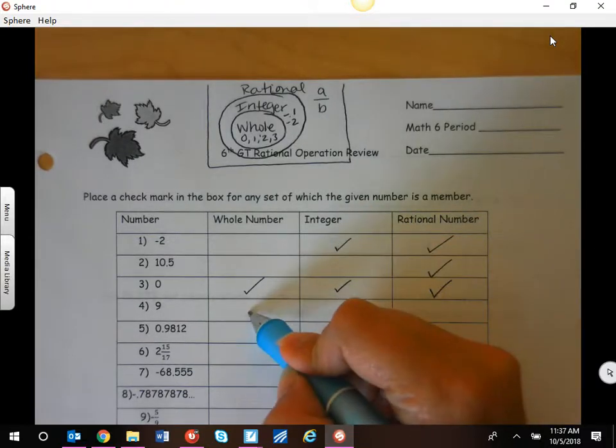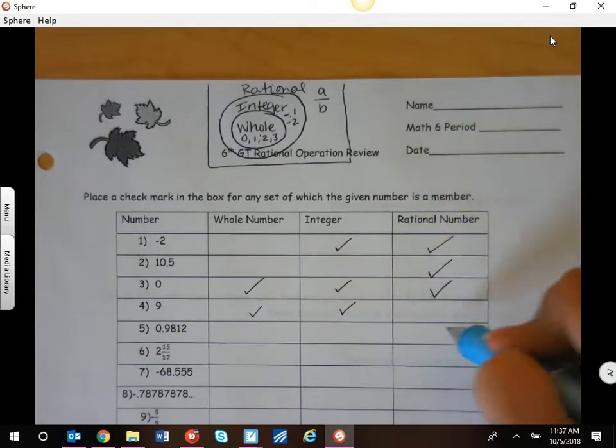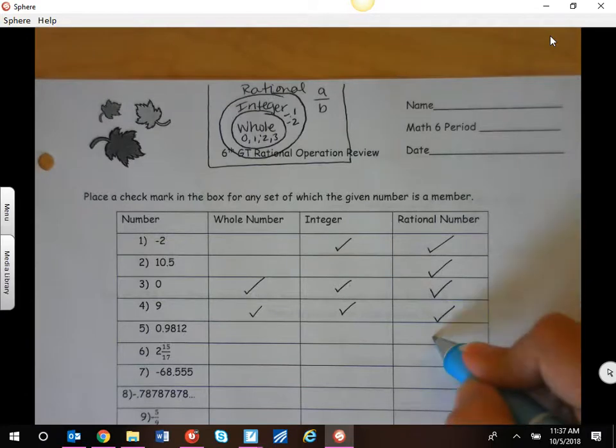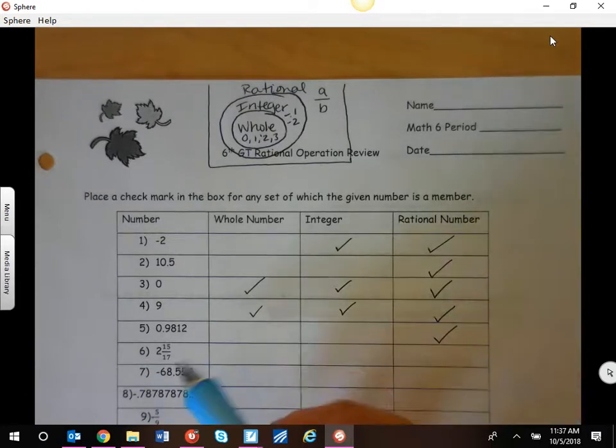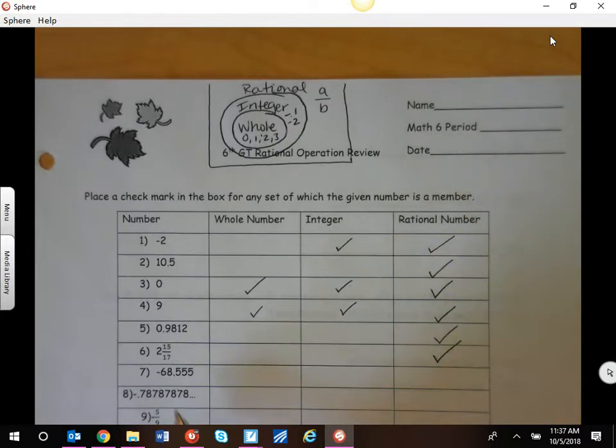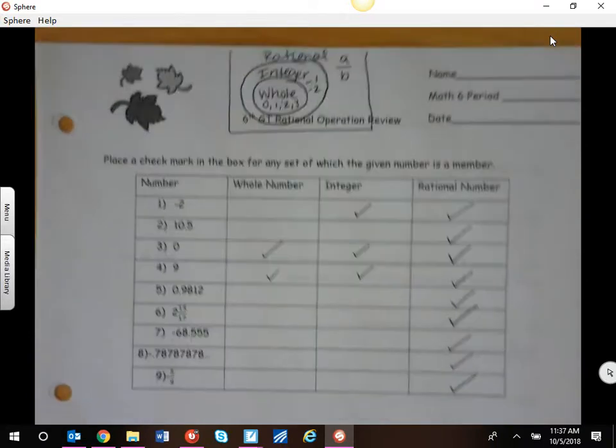Same thing with 9. It is a whole number, so it's an integer, so it's a rational. 5 is just a decimal, so that is only rational. 6 is a fraction, only rational. 7 is a decimal, and it's negative, but the decimal trumps that, so it is just rational. 8 is rational. 9 is rational.